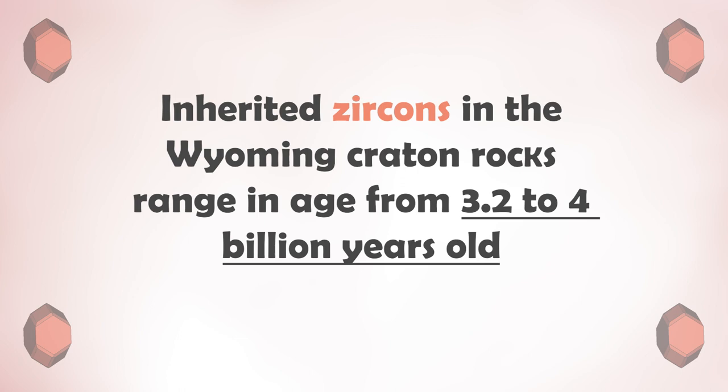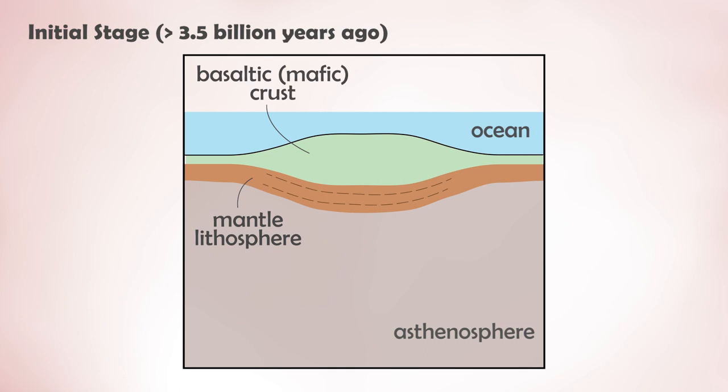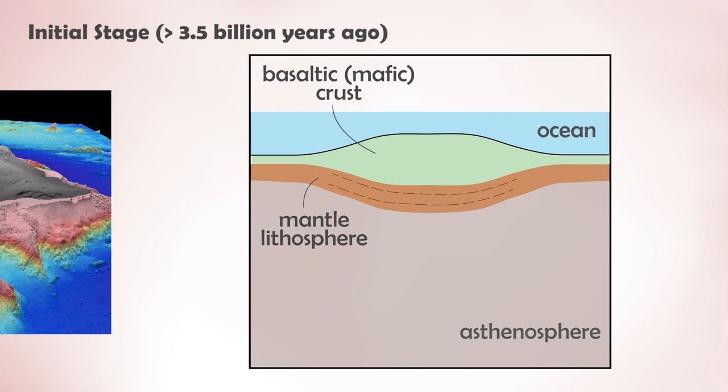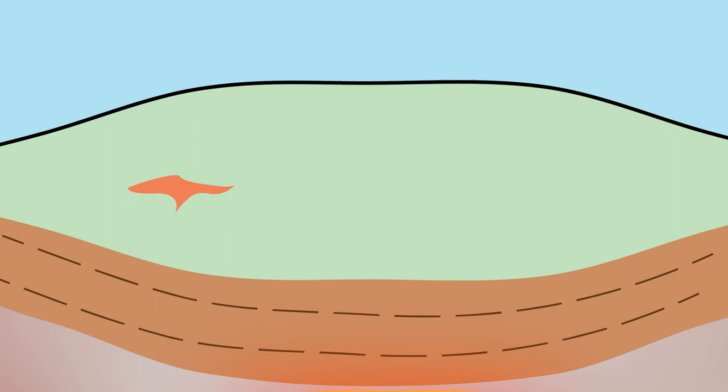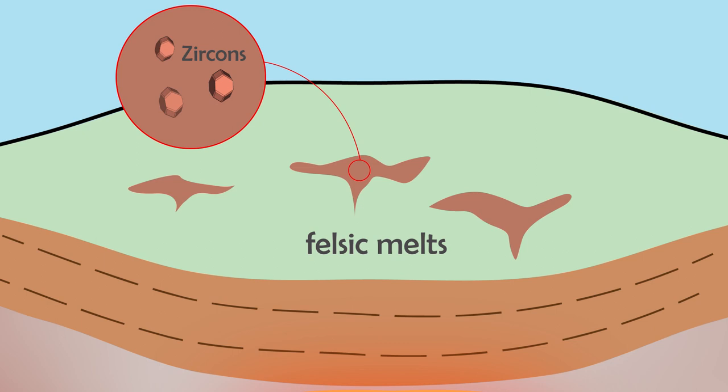Inherited zircons in the Wyoming craton rocks range in age from 3.2 to 4 billion years old, and suggest that the earliest stage was formed of thickened basaltic crust like that of Hawaii today. This crust may have formed over a mantle plume. The thick pile of basaltic rocks partially remelts to form small volumes of felsic melts that increased with time to form the embryo of the craton. In the Wyoming craton, the ages of the inherited zircon grains suggest the first felsic melts crystallized at about 3.8 to 4 billion years ago, the age of the oldest zircons. Maybe someday rocks of the first age will be found in the Wyoming craton.